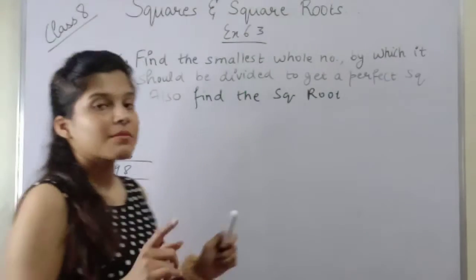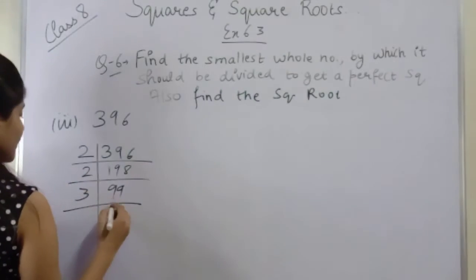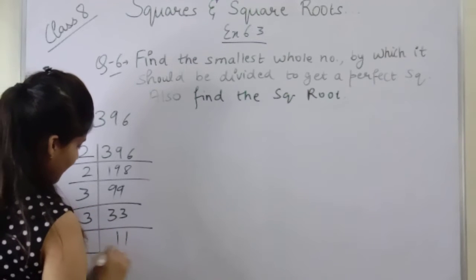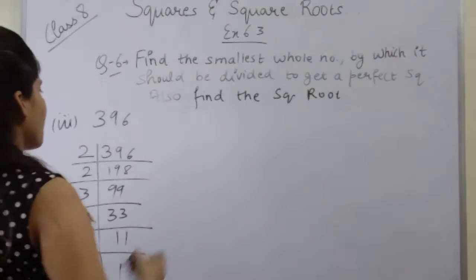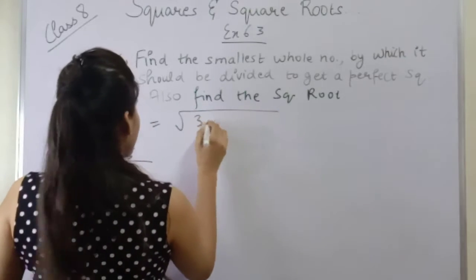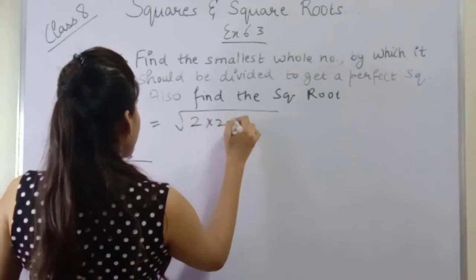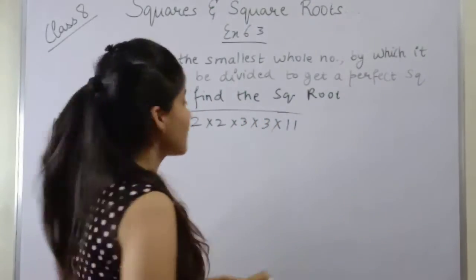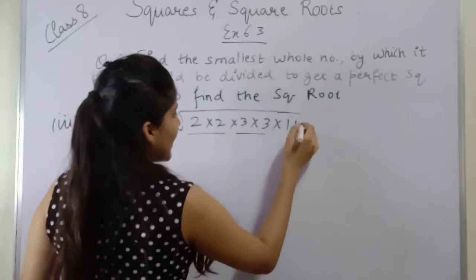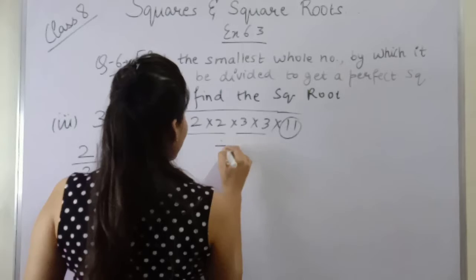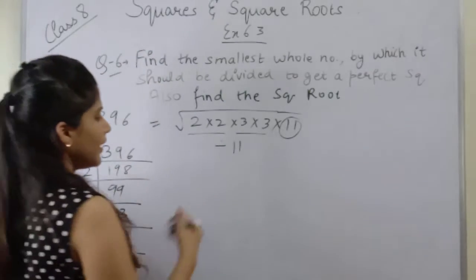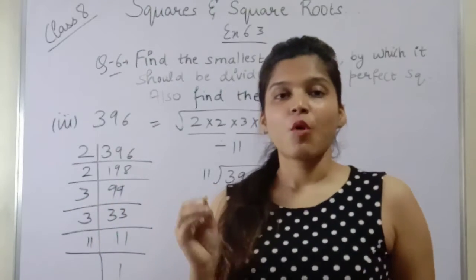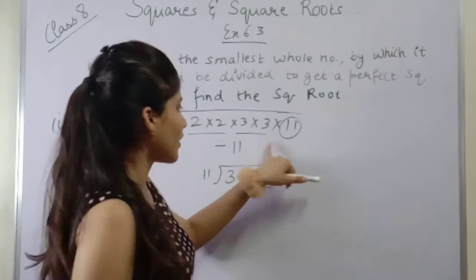Now 99 is a multiple of 3. 3 3s are 9, 3 3s are 99, and again 3 11s are 33, and 11 1s are 11. So we got our factors as 2 into 2 into 3 into 3 into 11. Now let's make pairs. One pair of 2, one pair of 3. 11 is a single term. So we will divide this number 396 by 11, because we have to divide this number by the smallest whole number, and the smallest whole number we got is 11.